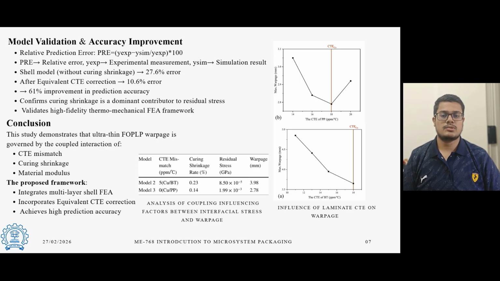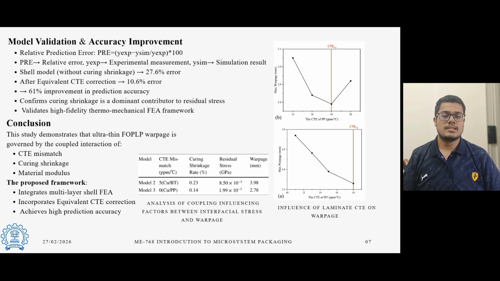Initially, when the curing shrinkage was not included, the shell model predicted warpage with a relative error of 27.6% in comparison to the experimental measurements. After incorporating the equivalent CTE correction, the predicted warpage reduced significantly and the relative error dropped to 10.6%. This represents a 61% improvement in prediction accuracy. This clearly confirms that curing shrinkage is a dominant contributor to residual stress and cannot be neglected in ultra-thin substrates.